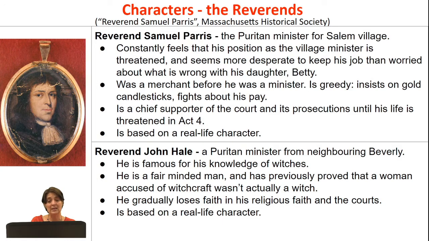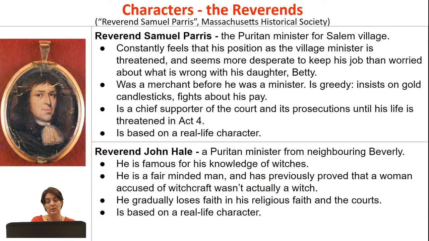Before he became a minister, he was a merchant. He's incredibly greedy and insists on having gold candlesticks in the church. He fights about his pay in a very un-Puritan-like addiction to materialism. He becomes a chief supporter of the court and its prosecutions until his life is threatened in Act 4, and then all of a sudden he starts begging Danforth to postpone the hangings. So you can see that what is consistent about Parris is that he always acts in his own best interests. And he was also based on a real-life character.